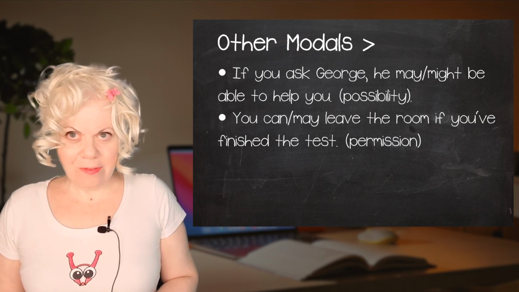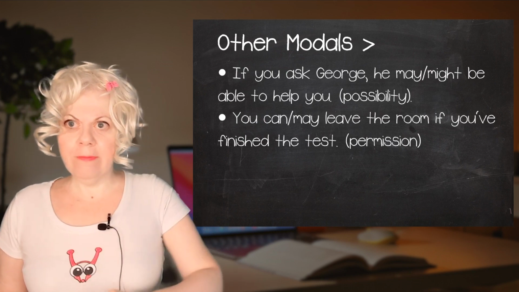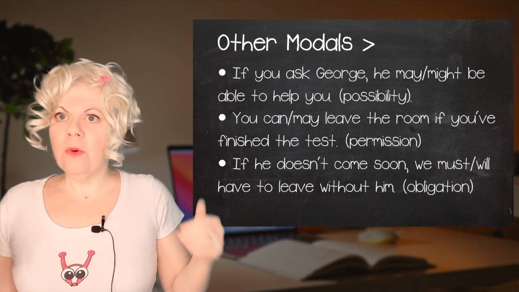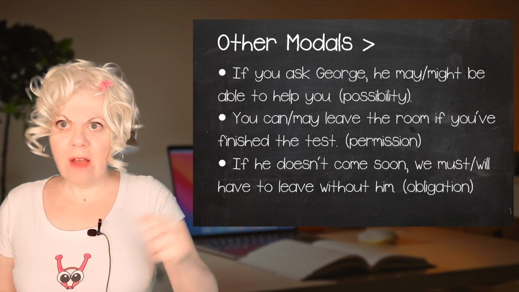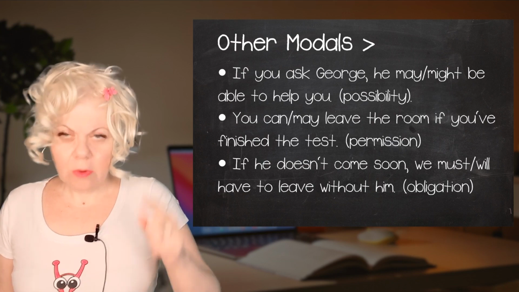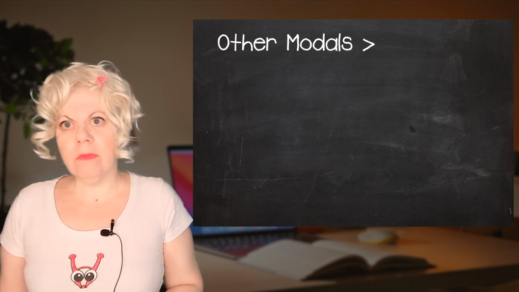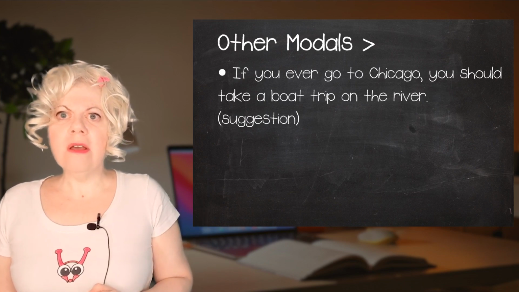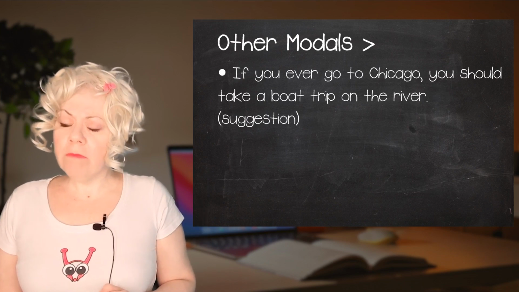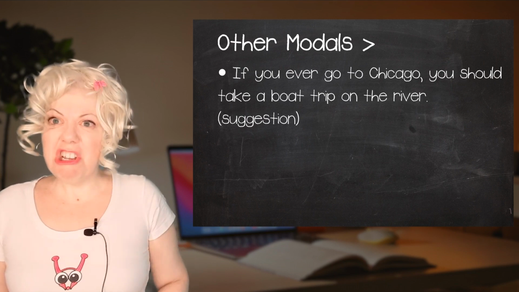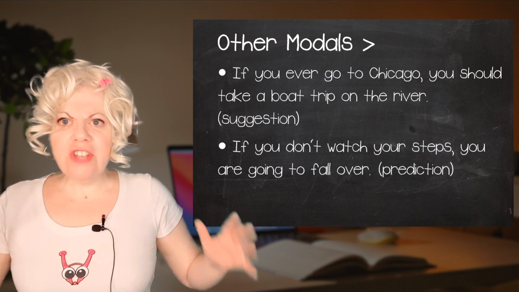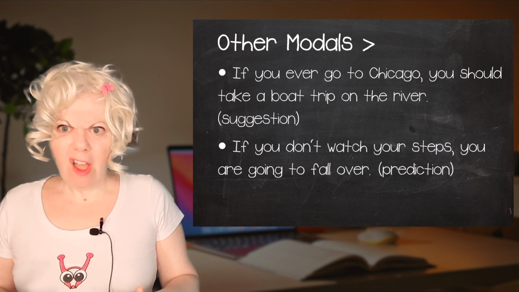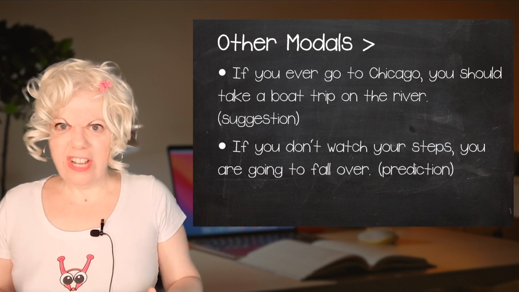What's that? Permission. If he doesn't come soon, we must or will have to live without him. What's that? Obligation. If you ever go to Chicago, you should take a boat trip on the river. Suggestion. If you don't watch your step, you're going to fall over. Prediction.